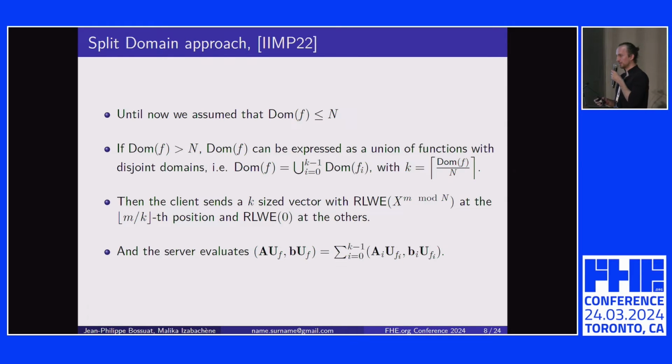the client will encrypt his message at the exponent of one polynomial, mod N, and all the other encryptions will be 0, and then the server would just do a dot product between all of these. So we'd have zeros where the index is not in the domain of the subfunction, and then 1 where it is, and when you sum together, you just get the correct result.